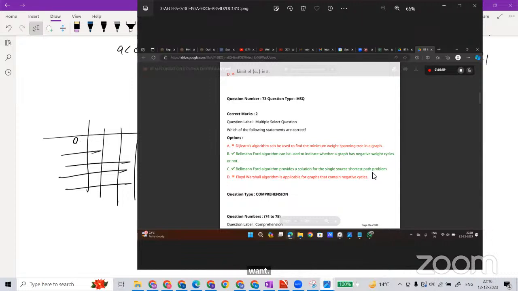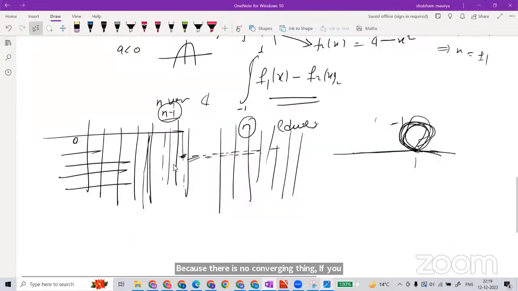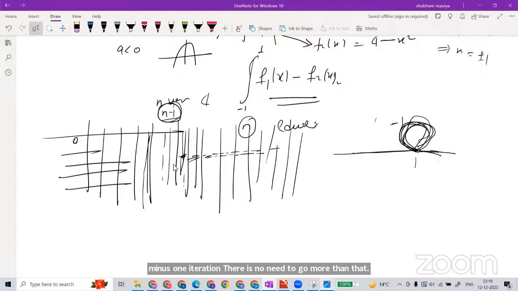But it can indicate? Floyd-Warshall may not, because there is no converging thing. If you see the algorithm, there is no way of converging. But Bellman-Ford has this property that you only do till n minus 1 iterations, and there is no need to go more than that. If it is not converging, or the last one is still changing, then it says it has a negative weight cycle. But Floyd-Warshall doesn't have such a thing.